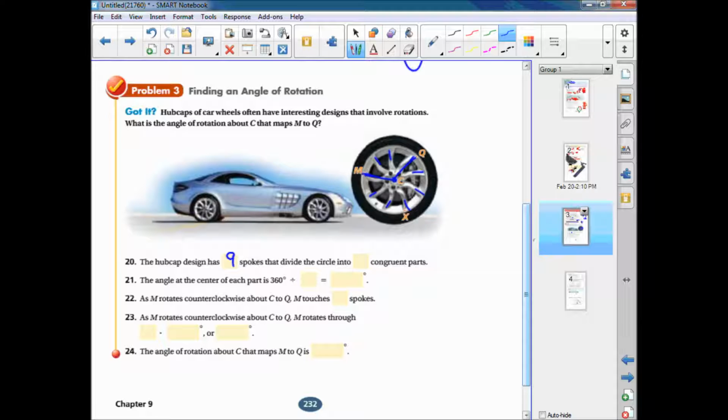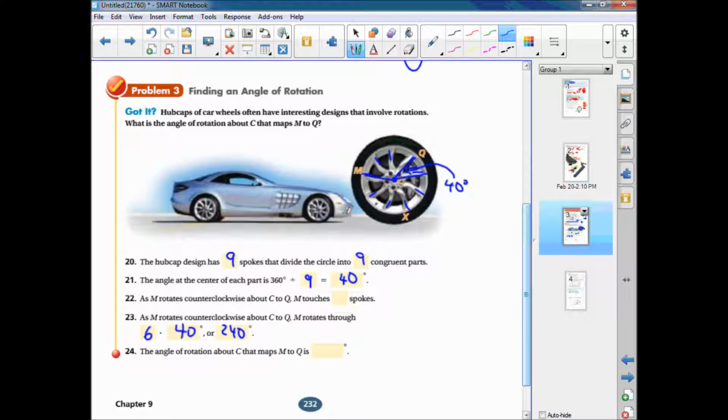And the spokes divide the circle into 9 congruent parts, okay? Each angle at the center measures 360 degrees divided by 9, which makes 40 degrees. So all of our central angles are going to be 40. That angle in there should be 40 degrees. As M rotates counterclockwise around from C to Q, M rotates through, what's C here? 6 spokes. Each of them 40 degrees, for a total of 240 degrees.